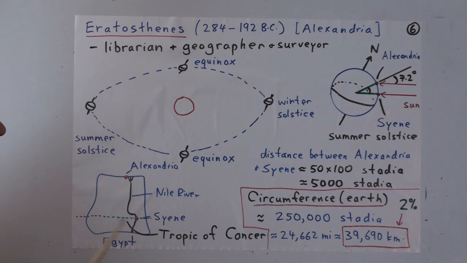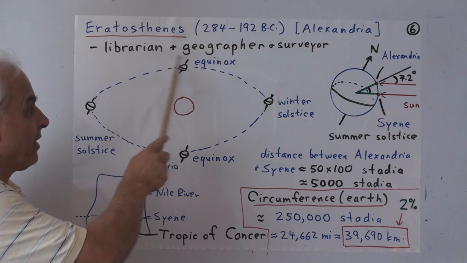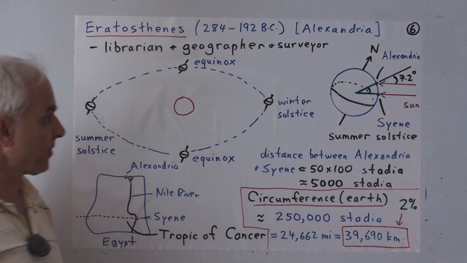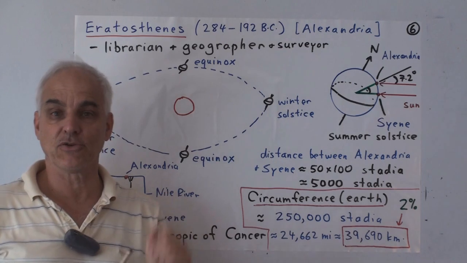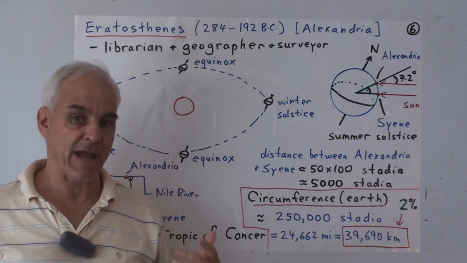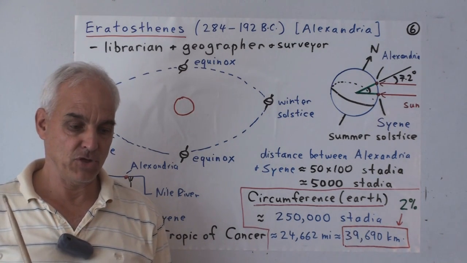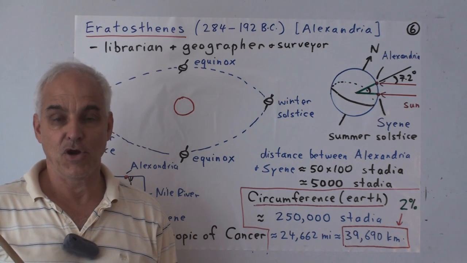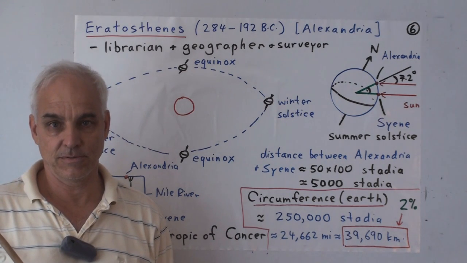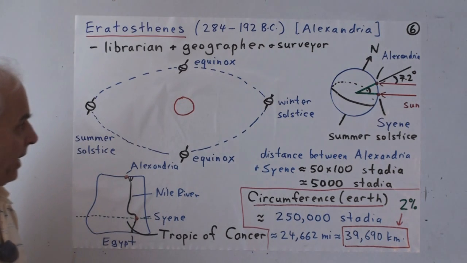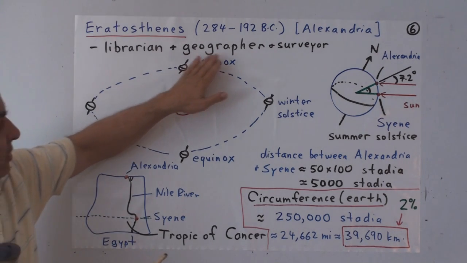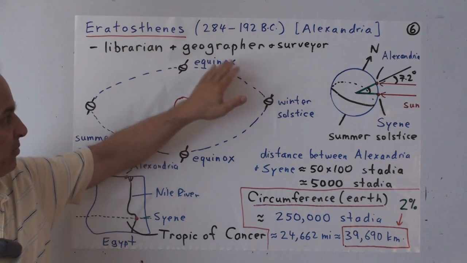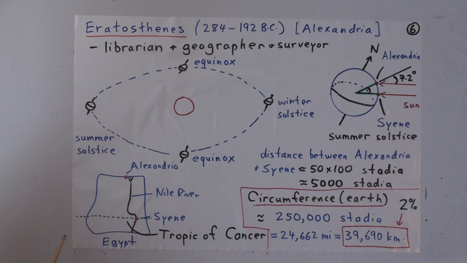He was not just a mathematician, he was also a librarian, a geographer, and a surveyor. When I say a librarian, he was a librarian par excellence. He was the director of the great library at Alexandria, which was the greatest repository of books in the ancient world. So he made some important calculations because he was rather interested in the Earth and the geography of the Earth. He was perhaps the first real geographer.